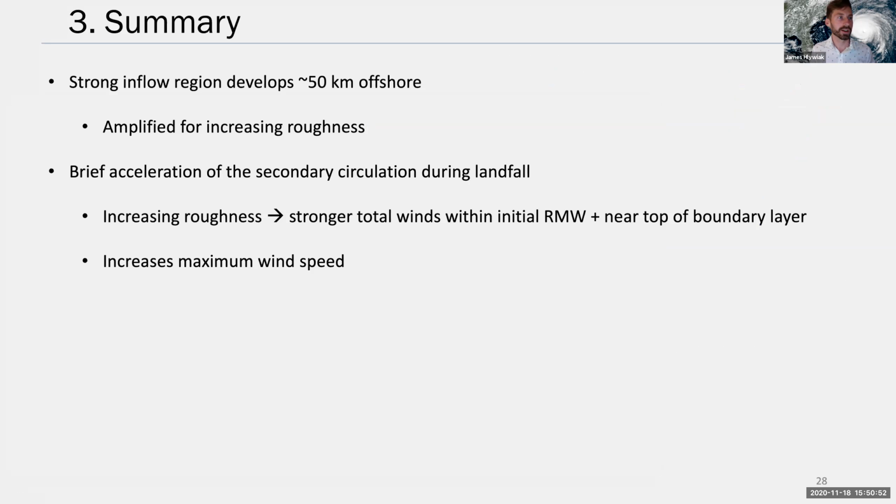Okay, so to summarize section 3, a strong inflow region develops about 50 kilometers offshore, which is amplified for increasing roughness, and this mirrors the findings of previous studies. Additionally, we see a brief acceleration of the secondary circulation during landfall, which effectively enhances the maximum wind speed at the 10-meter level.